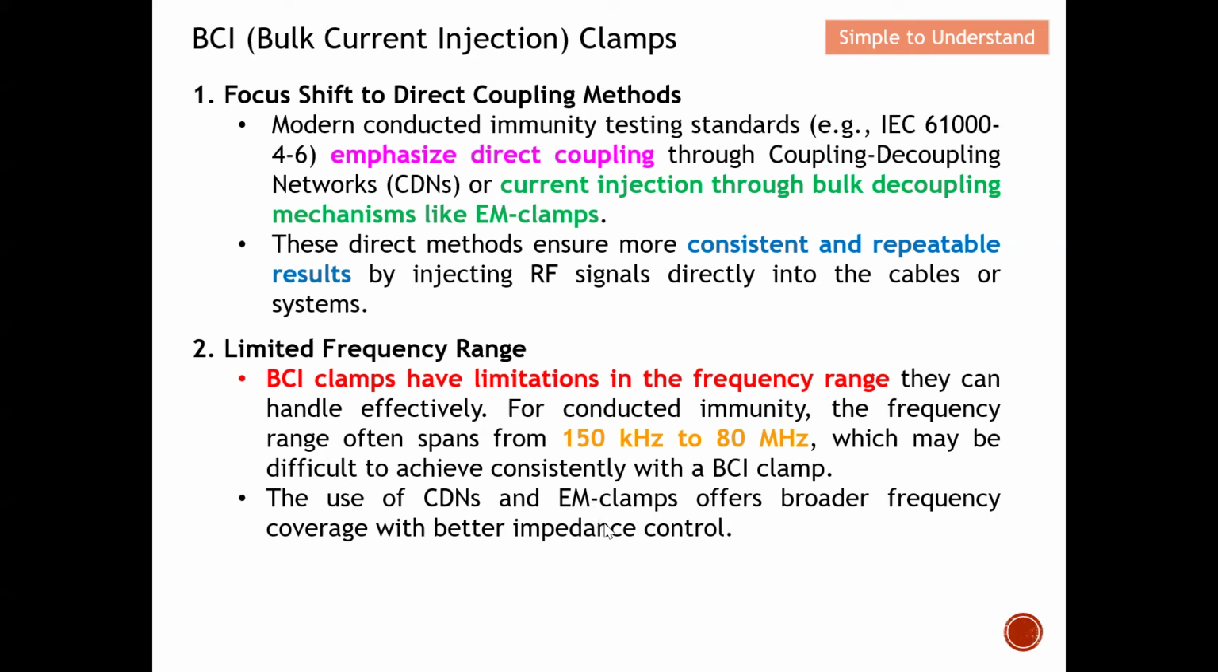So in short, because of these two strong reasons, this BCI bulk current injection clamp has already been phased out. I would like to re-emphasize this. When we want to do conducted immunity, we try to use CDN as much as possible. If we cannot, then we fall under the clamp method. We will not fall onto the bulk current injection method anymore. So this is the second method, which is the EM clamp.